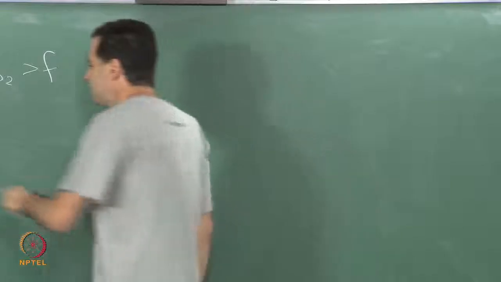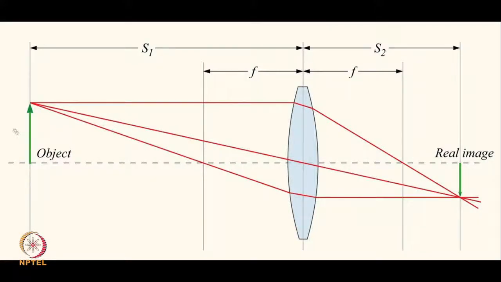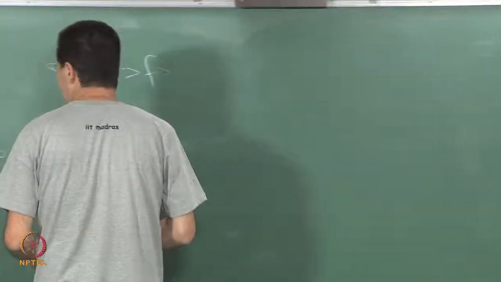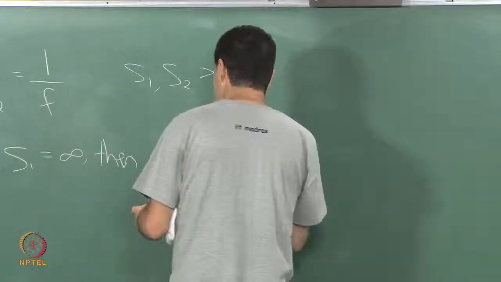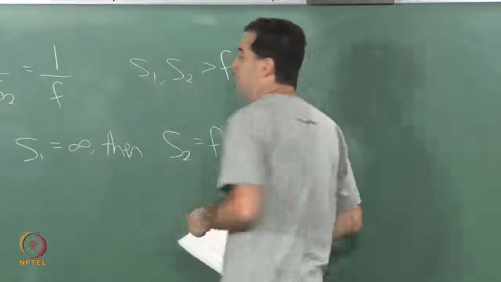So if we have S1 equals infinity, that means the object here has been dragged all the way to the left forever, as far as one can go, and then some. And so in that particular case, this should converge in the limiting case to S2 equals F, the focal length.